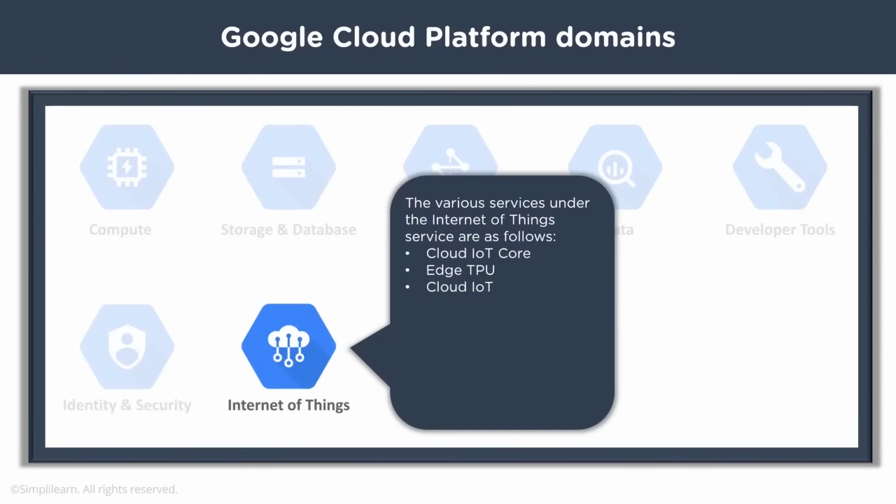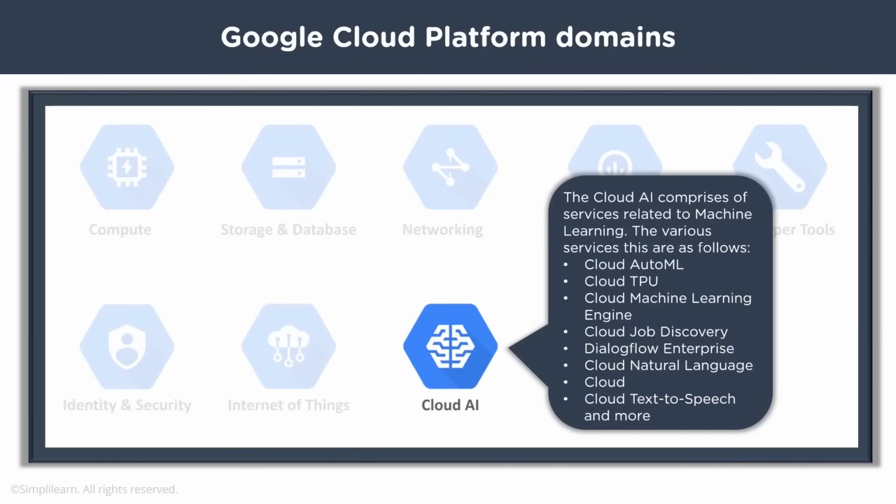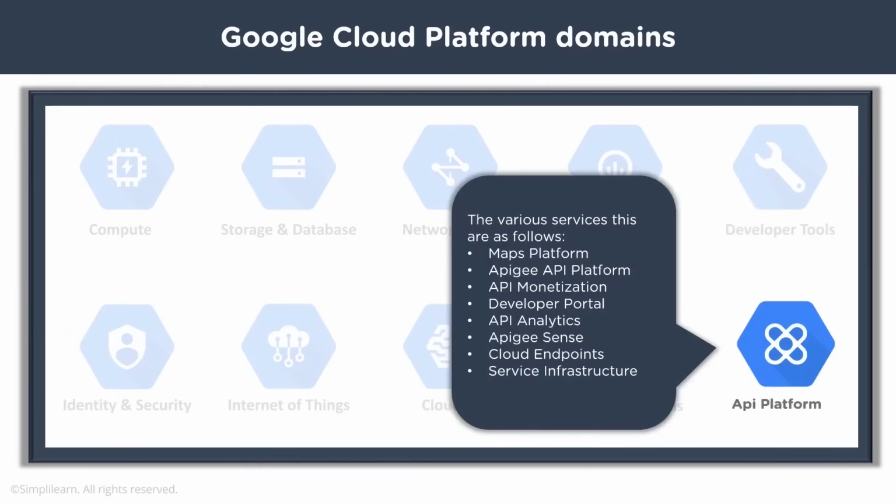You also have cloud services which are related to Internet of Things, which would be used by organizations working on IoT devices or the data generated by these devices. Various services here are Cloud IoT Core, Edge TPU, and Cloud IoT. Also, when we talk about Cloud AI, that is artificial intelligence, this comprises services related to machine learning and much more. You have Cloud AutoML, Cloud TPU, Cloud Machine Learning Engine, Job Discovery, Dialogflow Enterprise, Natural Language, Text to Speech, and much more.